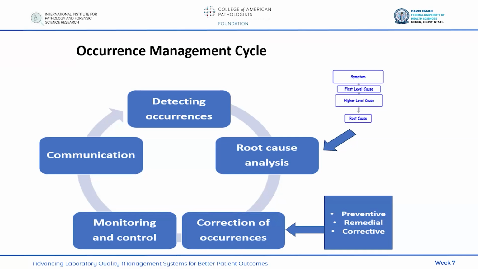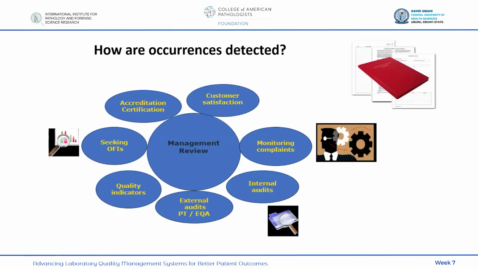And then above all, at every stage, whatever you are able to get out of this occurrence management cycle should be communicated to the relevant authorities, the relevant people that will need it, those in your department, in order to influence policy changes, so that it will not recur again. So communication is also very important in this cycle.